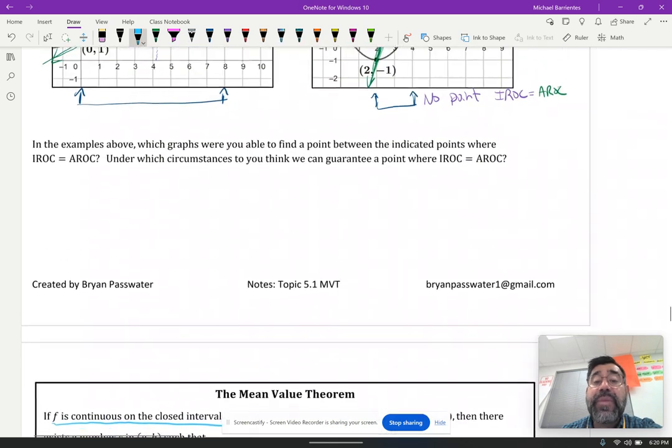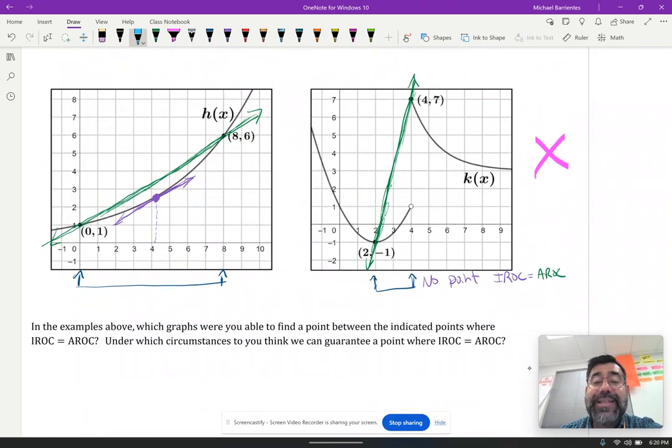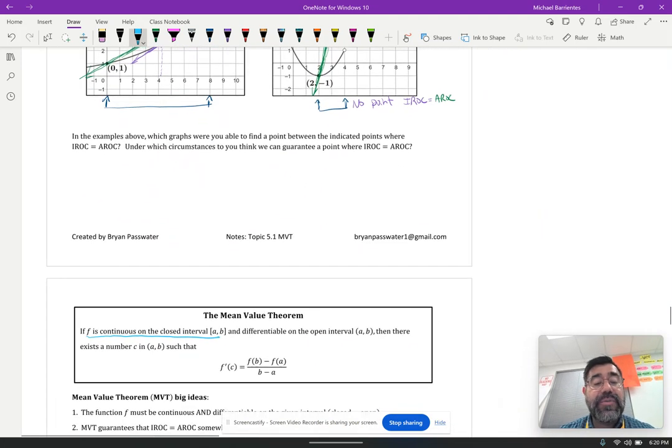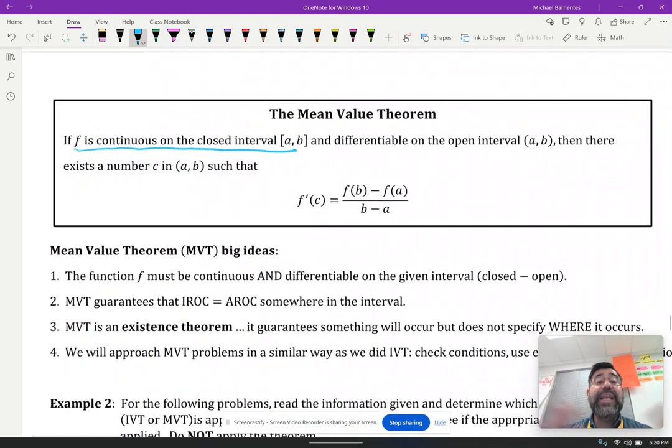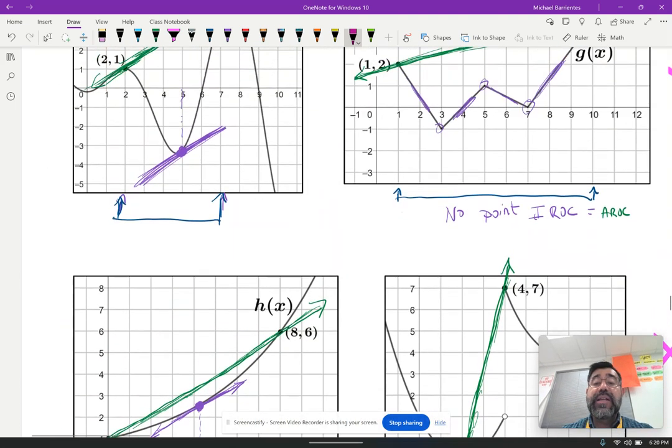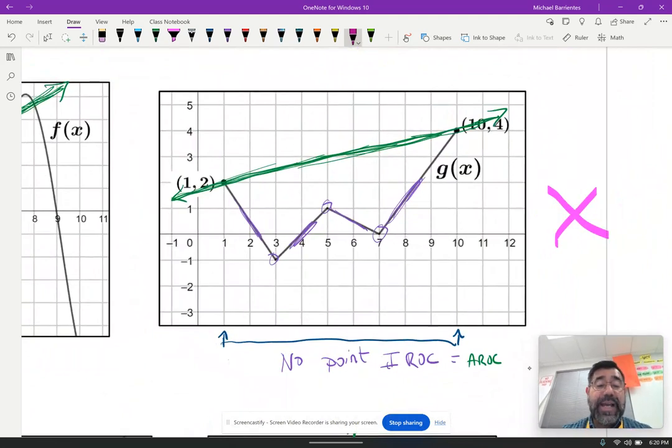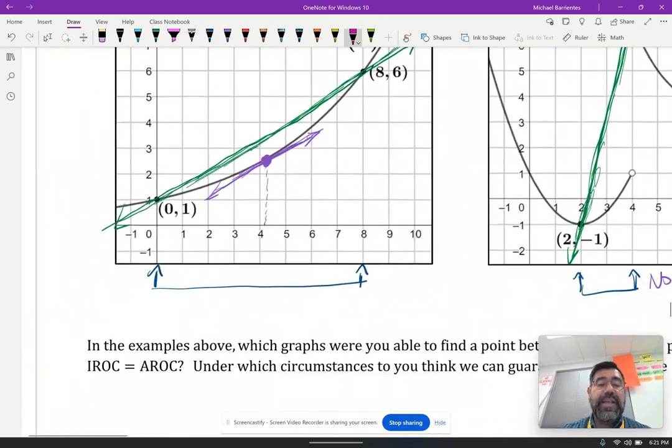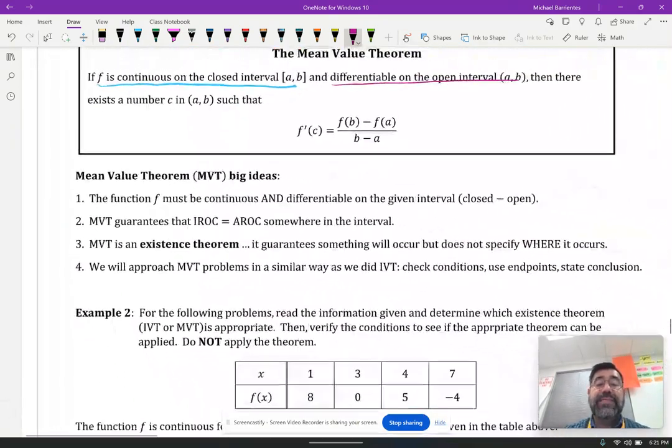And that was the problem with this graph. There was a discontinuity at the endpoint. I need there to be no discontinuities anywhere between the endpoints or even at the endpoints. And then the second thing, we need the function to be differentiable on the open interval. We need to be able to find the derivative at every point in between, which is what caused this graph to fail, because I have non-differentiable points, and that prevents me from finding that magic x value.